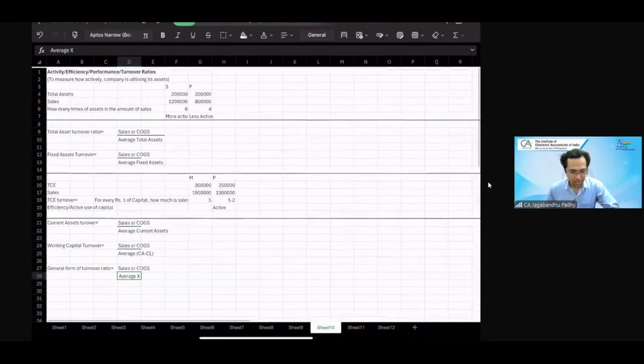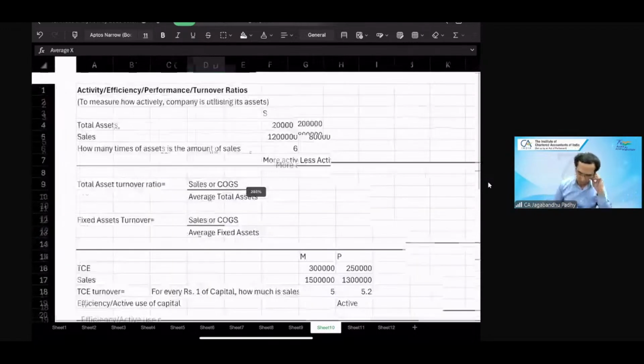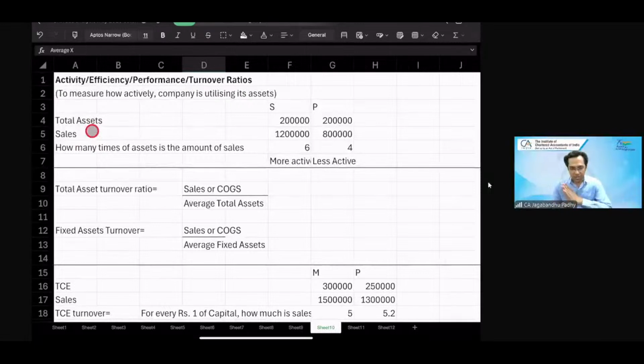Then activity or efficiency or turnover ratios we have. These ratios are essentially telling us how actively a company is utilizing its assets. So the higher the number, the better, the higher the level of activity of the company. So total assets is, let's say, 2 lakh. Sales is 12 lakh and 8 lakh. So how many times of an asset is the amount of sales?